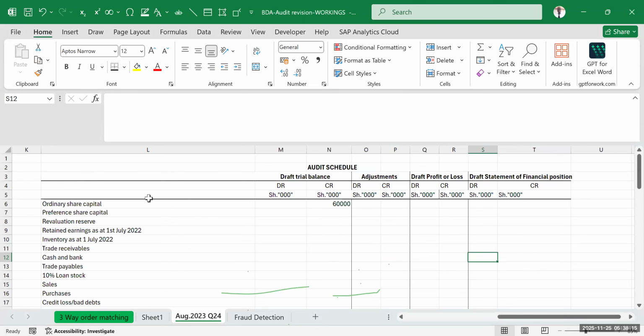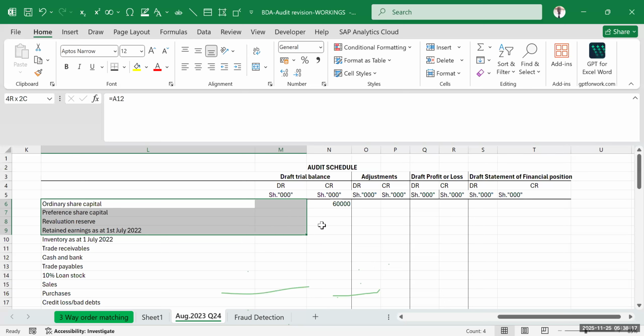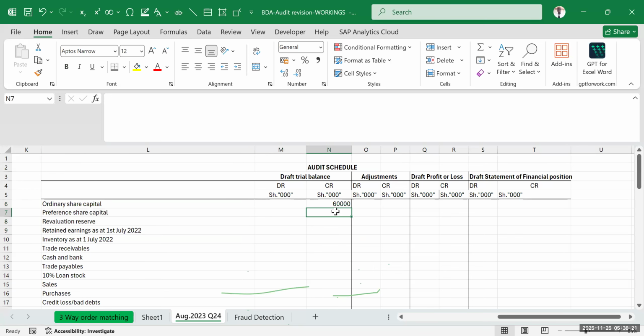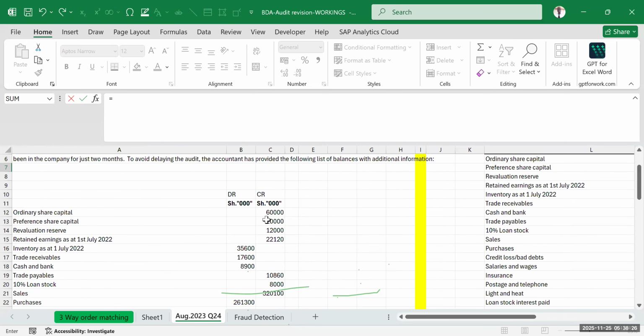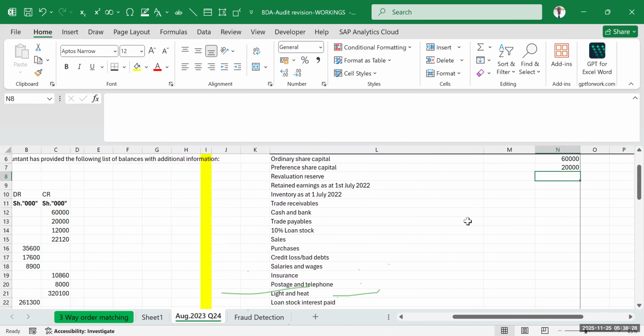So I was saying the first four elements are equity elements, and we credit them. I've credited ordinary share capital. I'm going to bring on board preference share capital. These are elements of capital. It's also a credit balance. We do the same for revaluation reserve, which is also an element of equity. After that, we do the same for retained earnings. That is the opening retained earnings, the opening one.